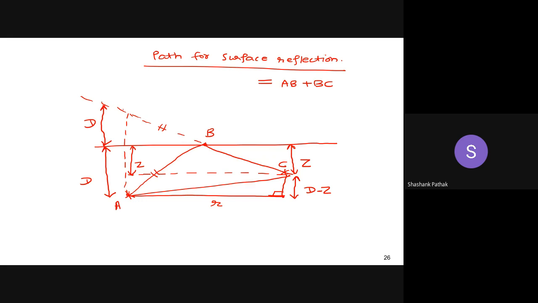And suppose this point is K. So AB equal to BK. So we can write it as BK plus BC. Right? BK plus BC equal to what? KC, this point to this point. So now we can write KC as: this horizontal distance is R. This vertical length is how much? Say this point is O.